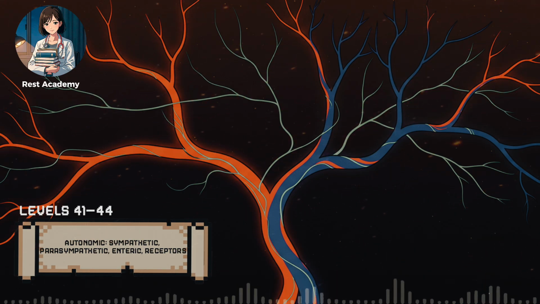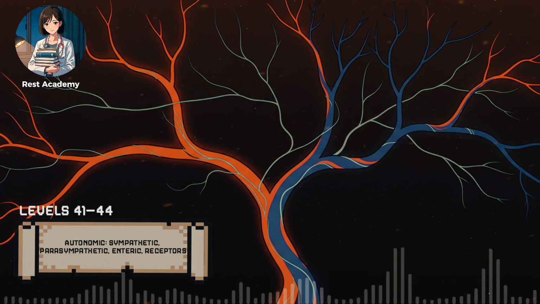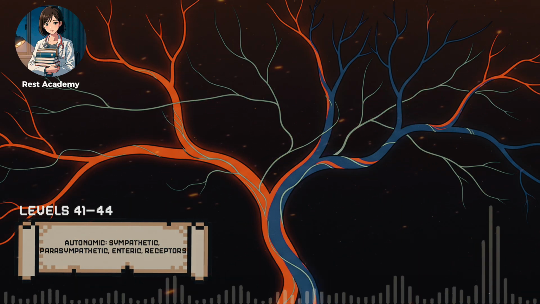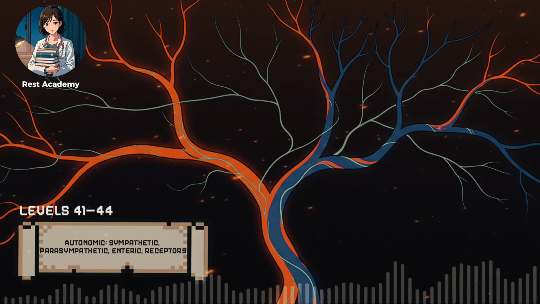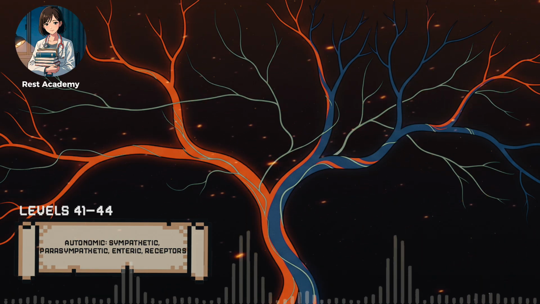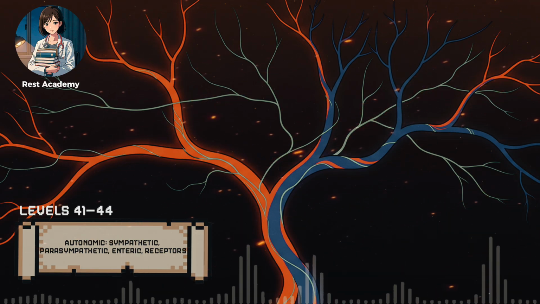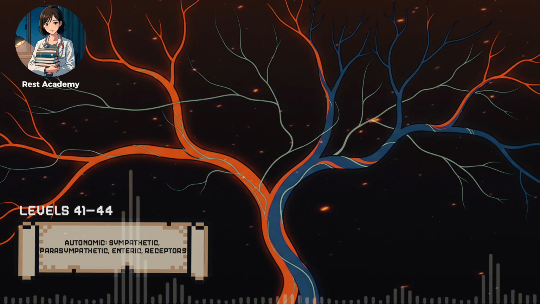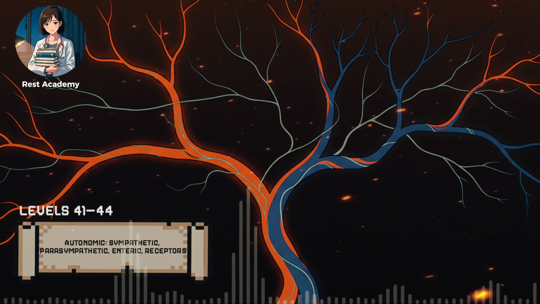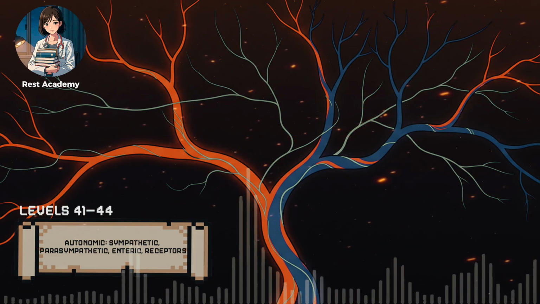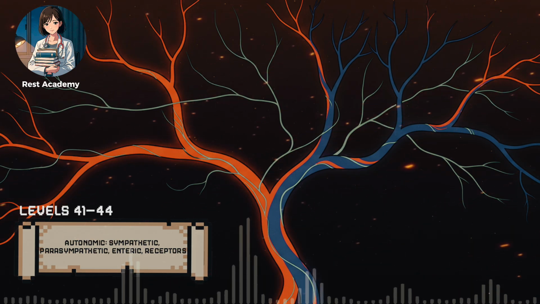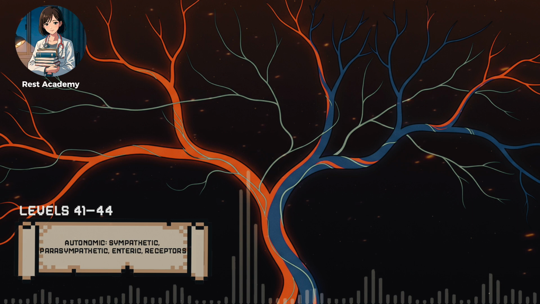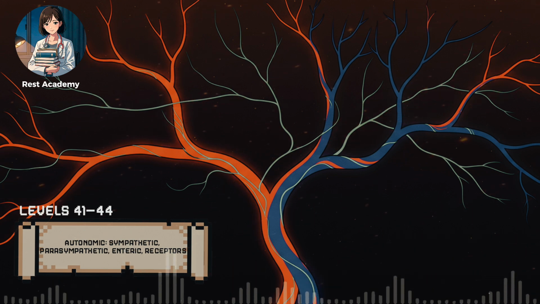During standing, sympathetic tone increases to maintain perfusion to the brain. When lying down, tone relaxes. Other reflexes modulate bladder emptying, pupillary response to light, and gastrointestinal peristalsis. Higher centers, including the hypothalamus and limbic system, modulate autonomic output during emotion, fear, or anticipation, linking physiological state to mental context.